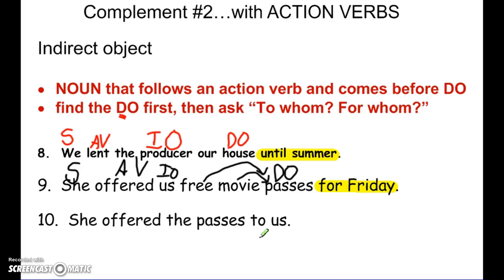Is to followed by a verb, or is to followed by a noun or a pronoun? And it's followed by us, which is not a verb, it's a pronoun. So I'm going to highlight that. There's a phrase, to us. She offered the passes. Go back and find my subject. It's she. What did she do? She offered.